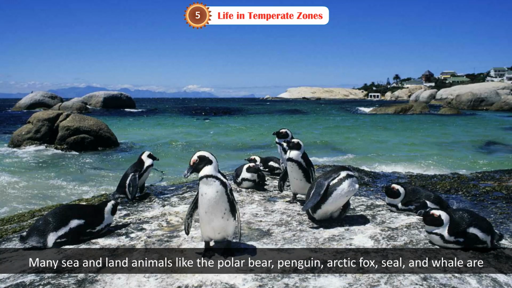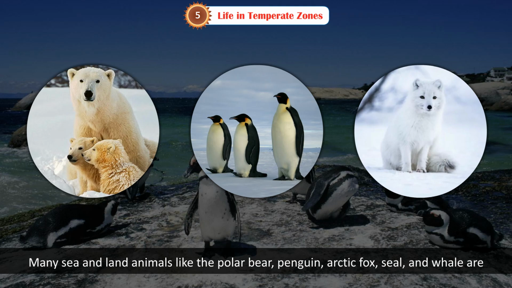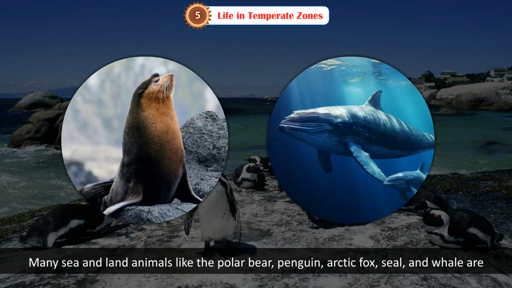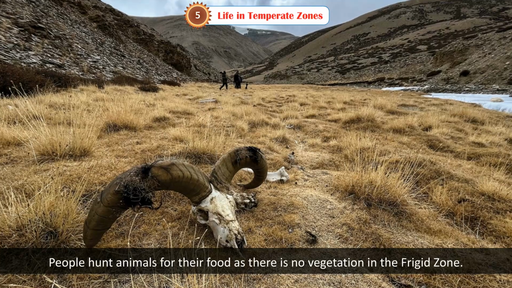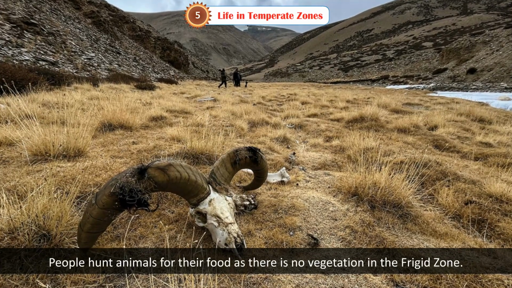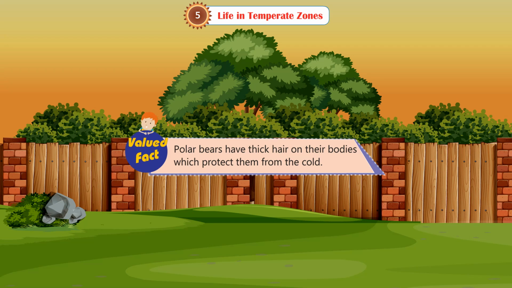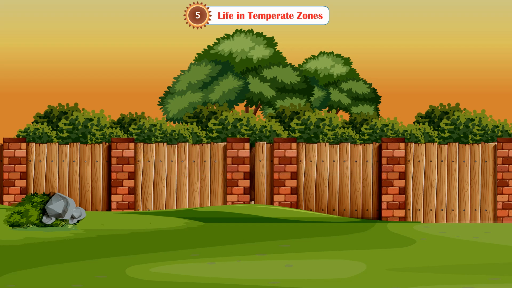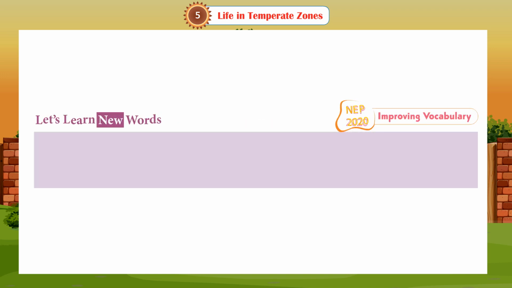Many sea and land animals like the polar bear, penguin, Arctic fox, seal, and whale are found in this zone. People hunt animals for their food as there is no vegetation in the frigid zone. Valued fact: polar bears have thick hair on their bodies, which protects them from the cold. Awesome fact: no reptiles are found in Antarctica.